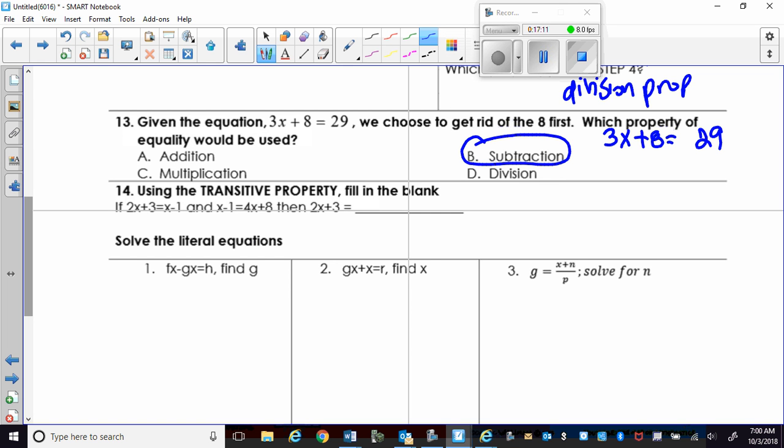If 2x plus 3 equals x minus 1, and x minus 1 equals 4x plus 8, then 2x plus 3 equals, think about what you're looking at. So if 2x plus 3 equals x minus 1, and x minus 1 equals 4x plus 8, they want to know what they can conclude about 2x plus 3. This is your transitive property, so you cut out the middleman. You're left with the tail ends. 2x plus 3 equals 4x plus 8. Final answer.